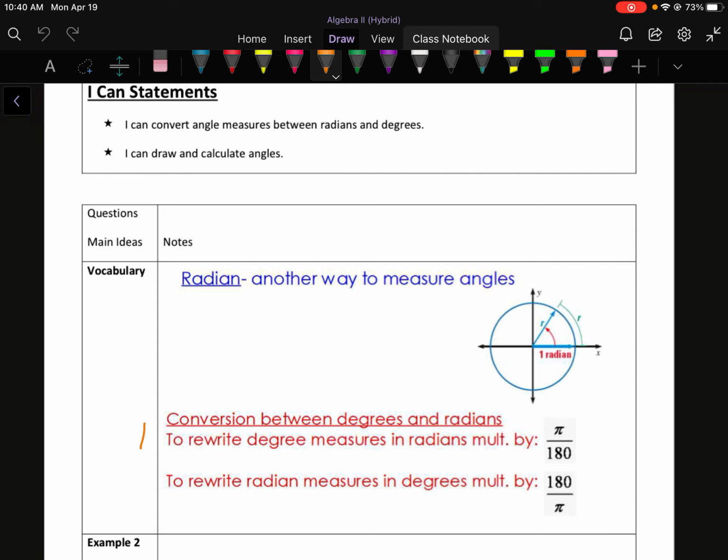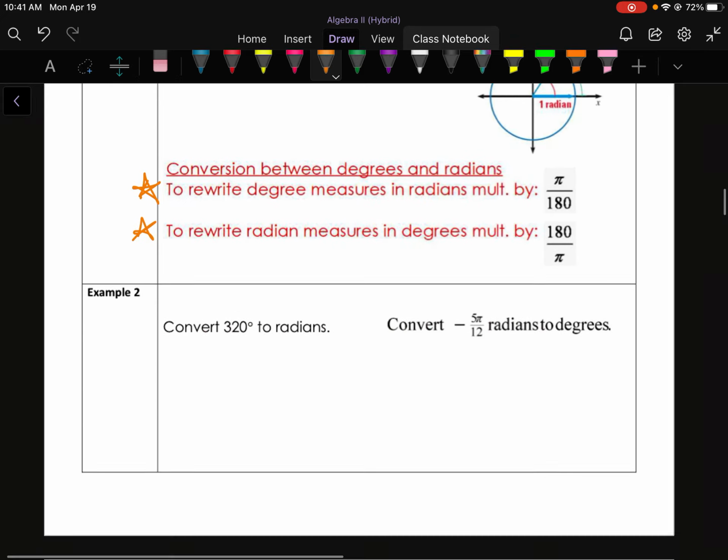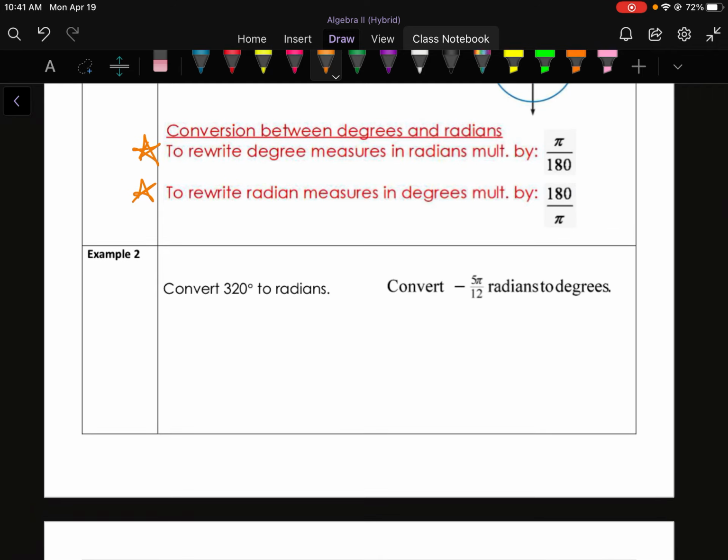To be able to convert measures in degrees to radians, you've got to multiply by pi over 180. If you want to go from radians to degrees, you've got to multiply by 180 over pi. So if we take a look here, convert 320 to radians.